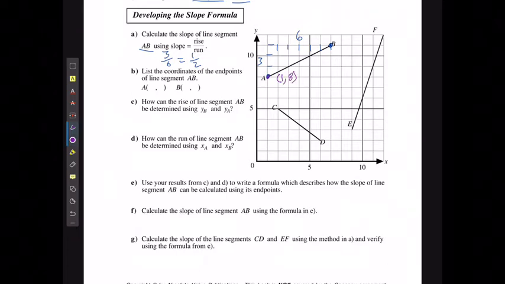If I'm stating what the actual coordinates are, well, the coordinates here are 1 and 8, and the second coordinates are 7 and 11.